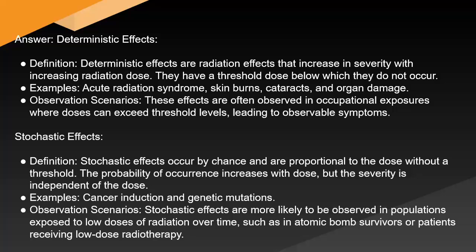Examples: acute radiation syndrome, skin burns, cataracts, and organ damage. Observation scenarios. These effects are often observed in occupational exposures where doses can exceed threshold levels, leading to observable symptoms.